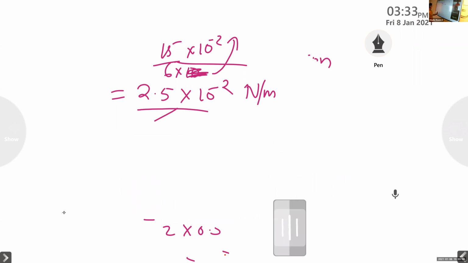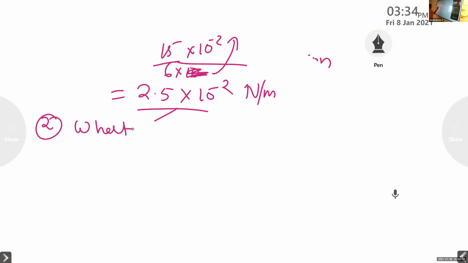So these are objective type questions. The question seems to be very big, but the answer, if you understand, is very simple. Next question.